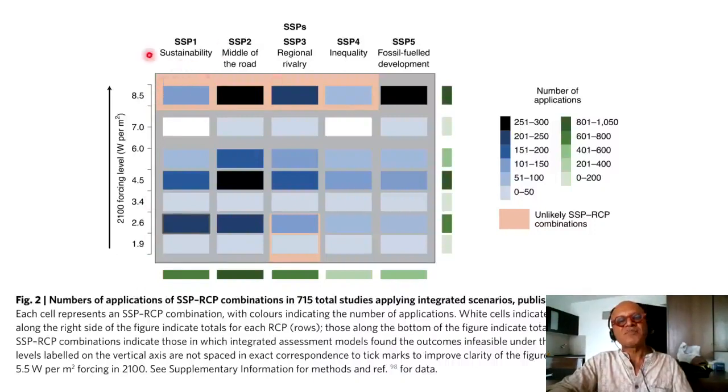Then you have SSP combinations going into sustainability, middle of the road, regional rivalry, inequality, and fossil fueled development. So in some sense you have also adaptation challenges and mitigation challenges ranging over these various combinations. There are unlikely SSP RCP combinations here at 8.5, but here SSP 5 using fossil fuels allows you to meet these demands, and obviously many simulations, a number of applications, were made here. SSP 2 and 8.5 has many applications, but others are lower. So models picked and chose the number of applications they made, not always limited by computational resources, but you can go and read more about the choices made.